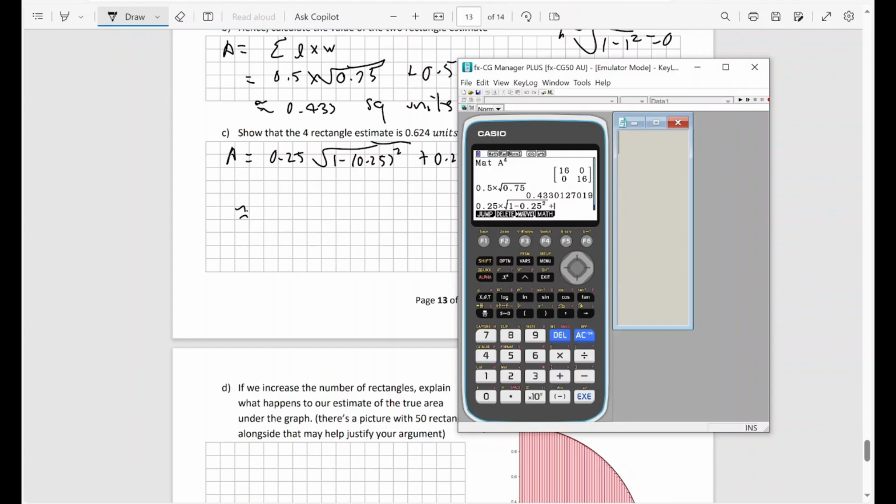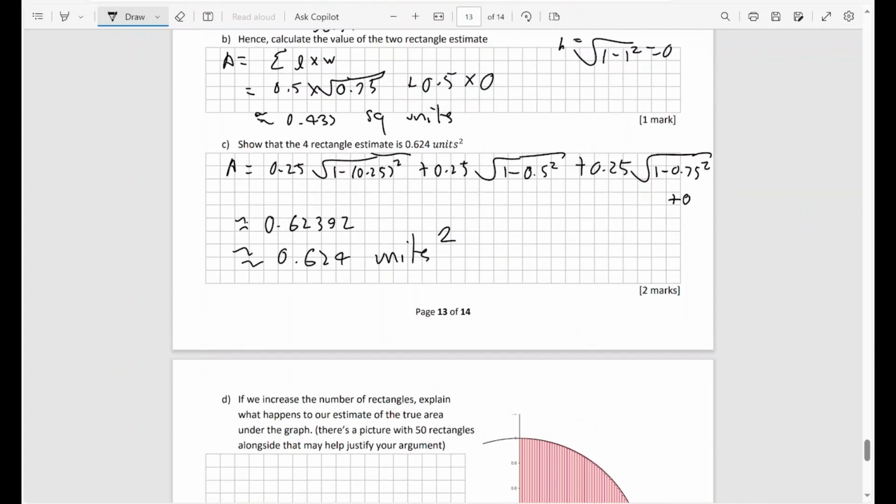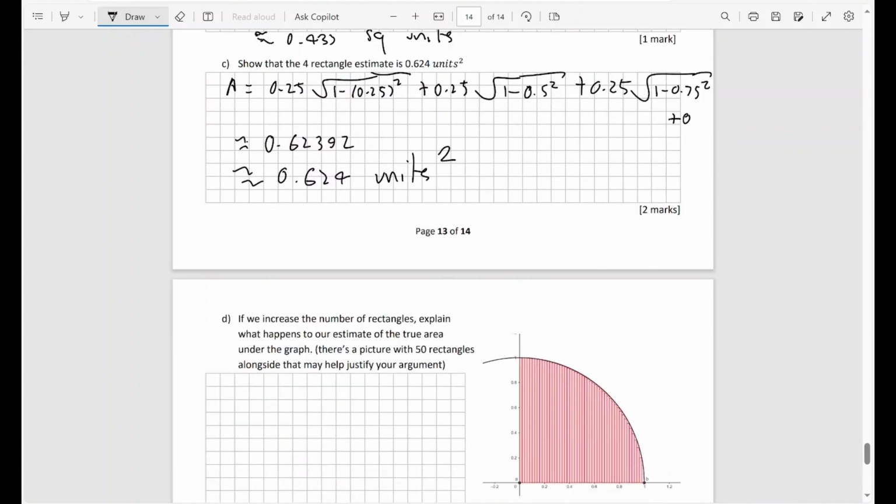It would be really lazy here. You could actually use the sum mode on your calculator and work out how to do it as a sum. 1 take 0.5 squared plus 0.25 square root of 1 take 0.75 squared. 0.623. 0.62392 roughly equals 0.624 units squared. Usually giving a few more decimal places than the answer, then rounding it back, would show the marker that you've actually worked out the number and you're not just saying that it's equal to 0.624.